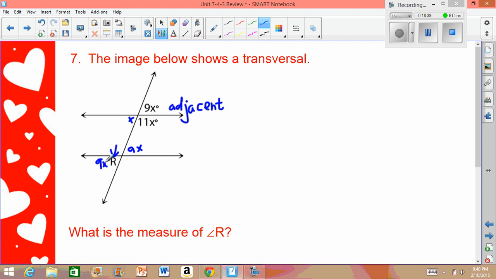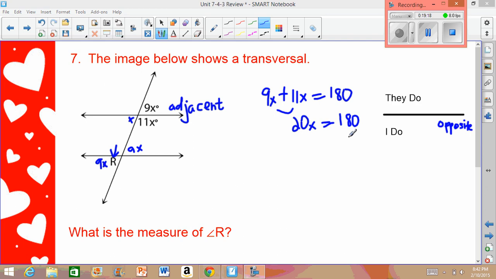So if we can find the value of 9x, then I know the measurement for R. So we're going to use the fact that 9x and 11x are making that straight line. And remember, straight lines total 180 degrees. So I have my equation, 9x plus 11x, and that totals 180 degrees. So if I combine 9x plus 11x, that's 20 total x's, and that totals 180 degrees. So we're going to use they do, I do to help me solve this problem.